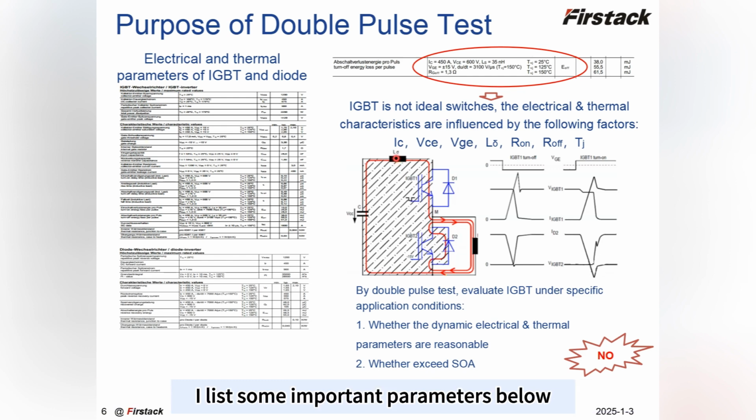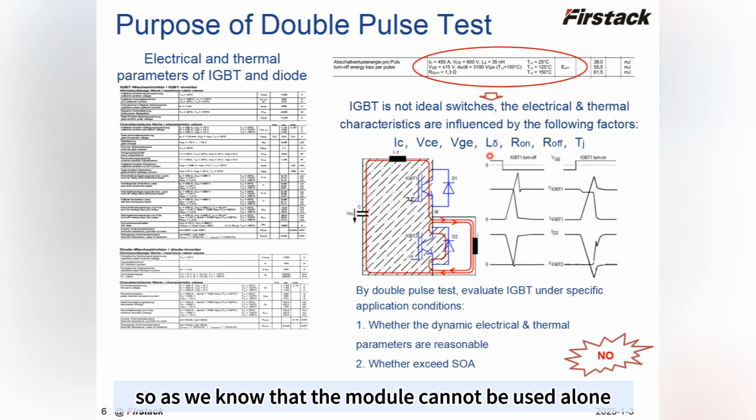I list some important parameters below, which will be influenced by the external environment, and then they will influence the dynamic characteristics of IGBT. The first ones are the collector current IC and the collector-emitter voltage VCE, the gate-emitter voltage VGE, and L delta, which is stray inductance.